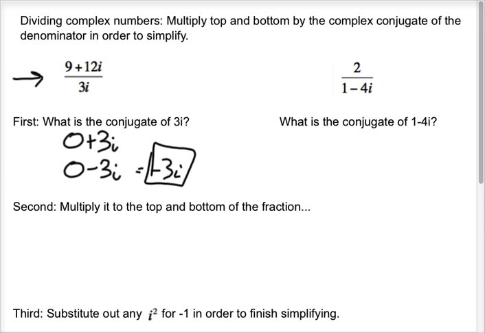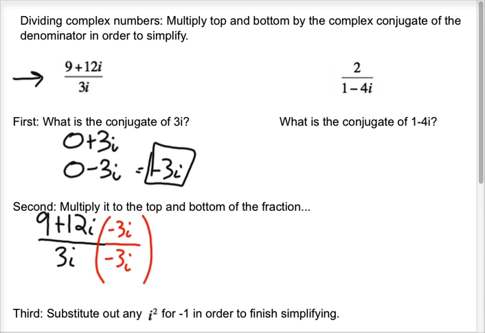So once you've identified that piece, the second step, multiply top and bottom of the fraction. So we have a fraction, 9 plus 12i over 3i. And now what we're doing is we're going to multiply top and bottom by that negative 3i.